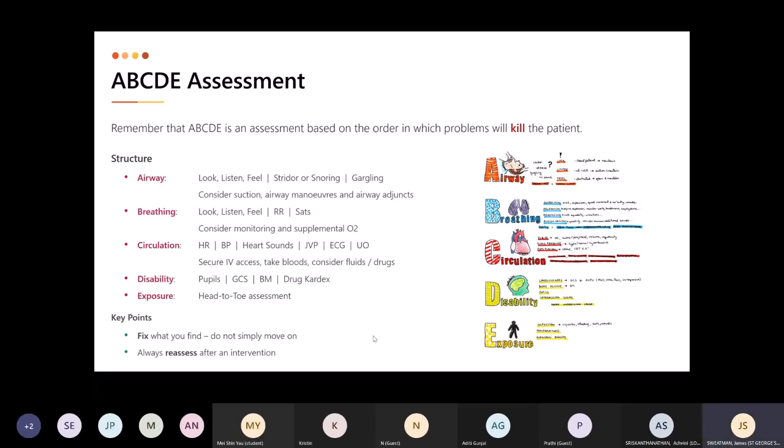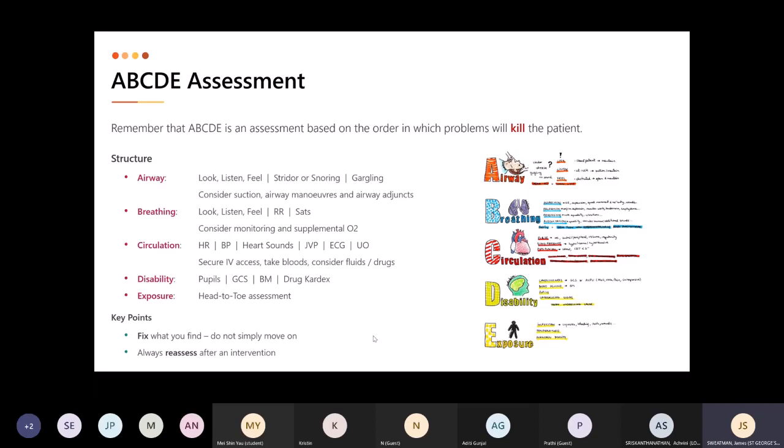Breathing, so remember, look, listen and feel, respiratory rate, sats, get the monitoring on, consider putting on 15 litres of oxygen or whatever oxygen you think is appropriate if they're not critically unwell. Circulation, always remember to think about getting an ECG and checking the urine output, because I know those are things when I first started I brushed over. You'd be surprised how many people post-op develop atrial fibrillation, and that makes them haemodynamically unstable.